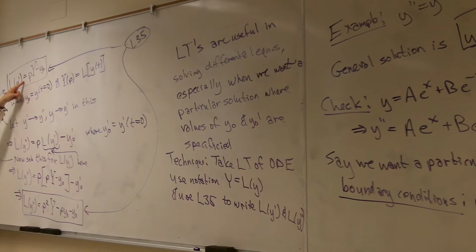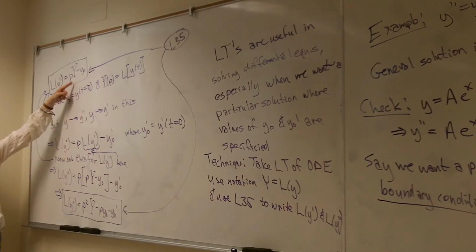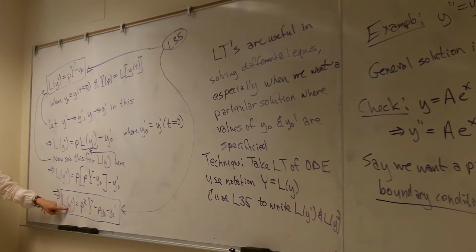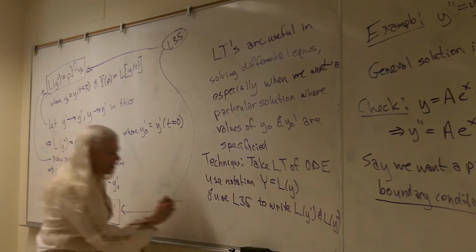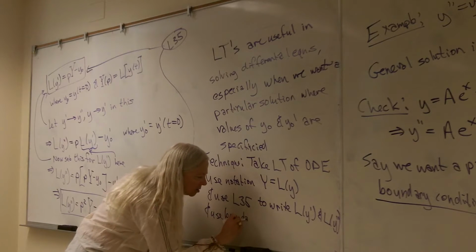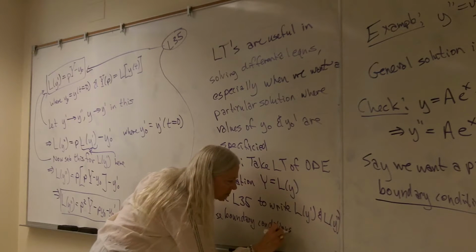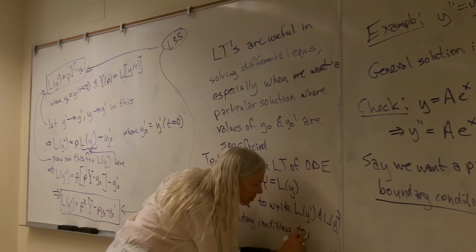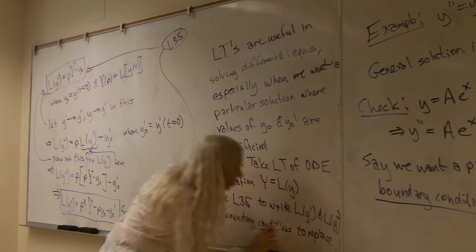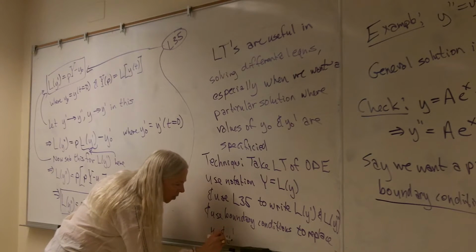Okay? When you take the Laplace transform of the differential equation, you'll probably have a y prime in there. So when you take its Laplace transform, replace it by this equation here. Whenever you see a y double prime, you're going to take its Laplace transform and replace it by this right here. And use your boundary conditions to replace y naught and y prime naught.